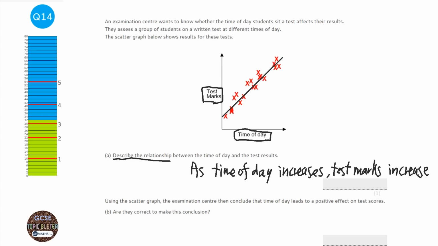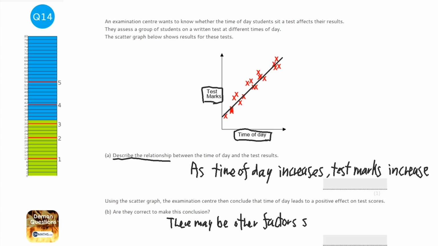Are they correct to make this conclusion? Basically, this is a question about the fact that just because two things correlate does not mean that one causes the other. So a sentence like, there may be other factors such as, I don't know, what else? Tiredness, fatigue. So try and make sure you give an example as well to support your argument.